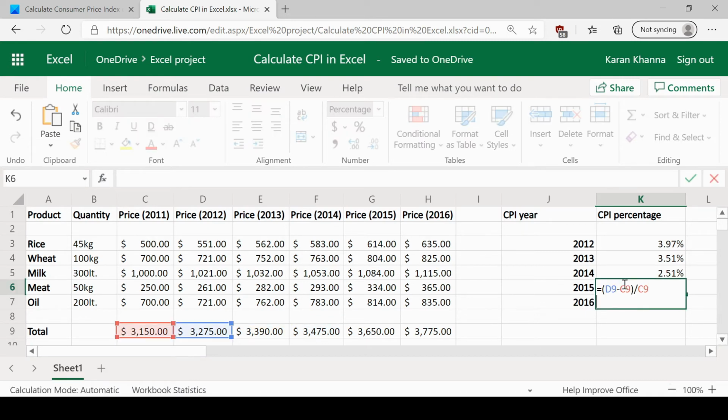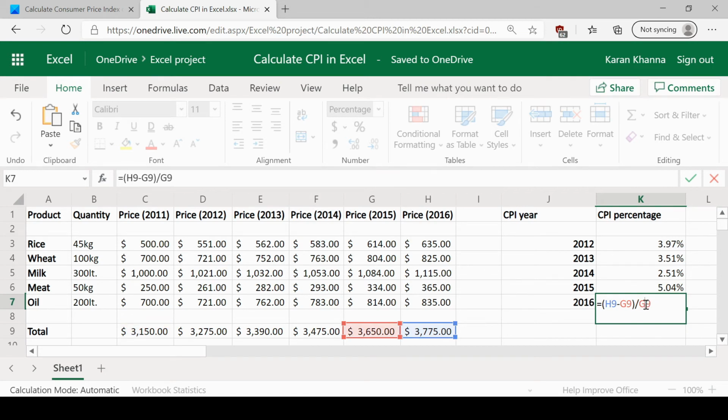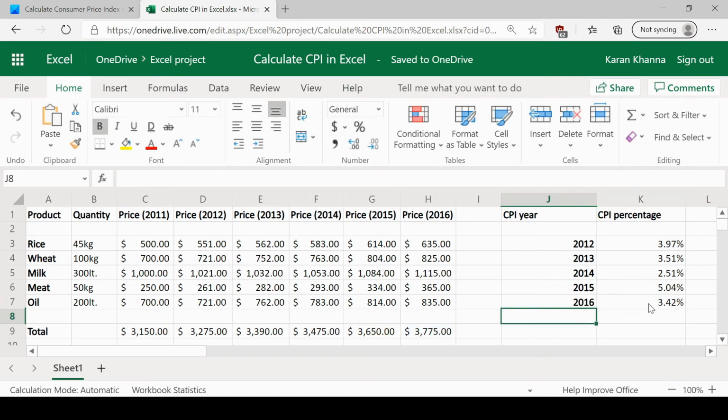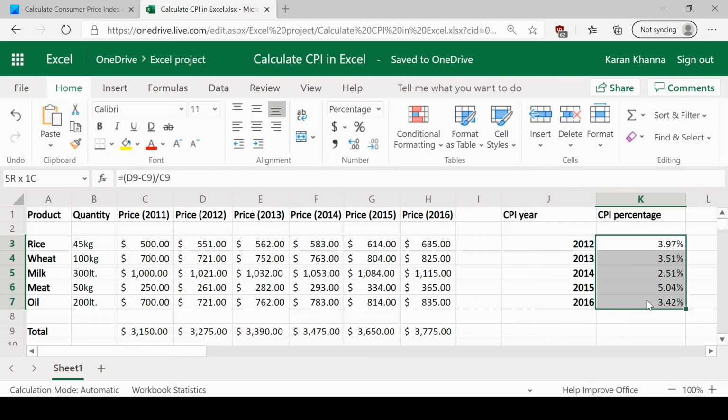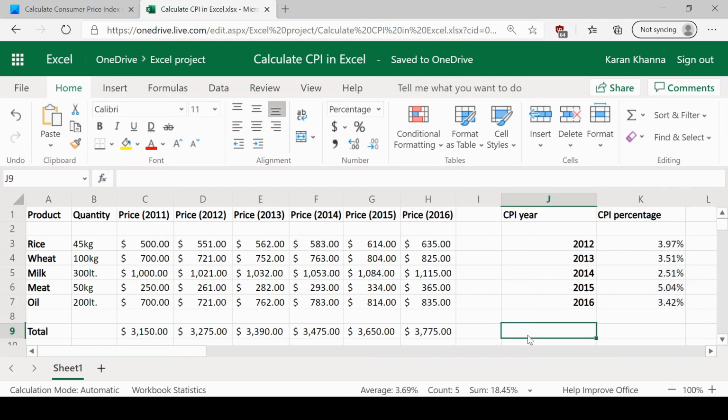Again, G9 minus F9 divided by F9. Again, H9 minus G9 divided by G9. Here we have the CPI percentage. This is because the percentage symbol is already selected. Otherwise, it would have been the CPI ratio.